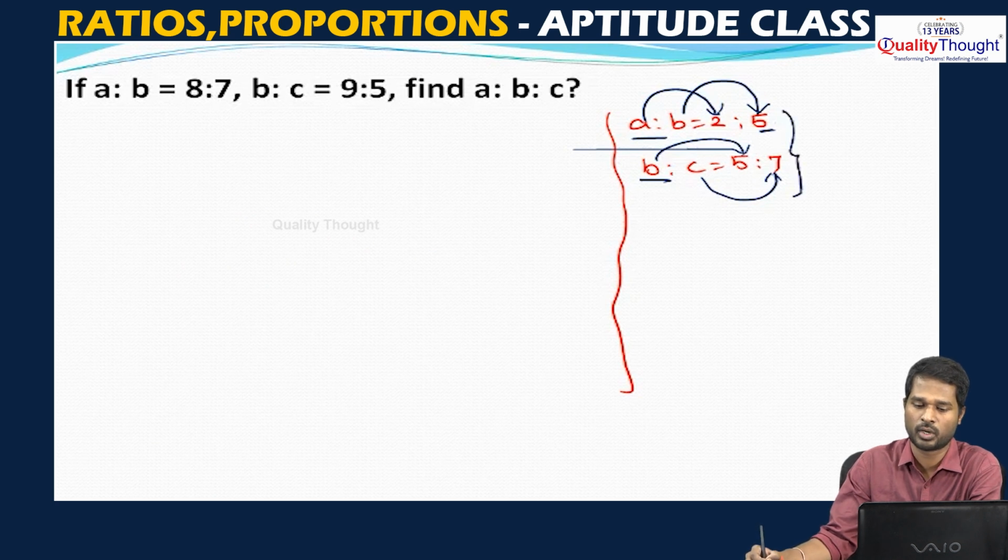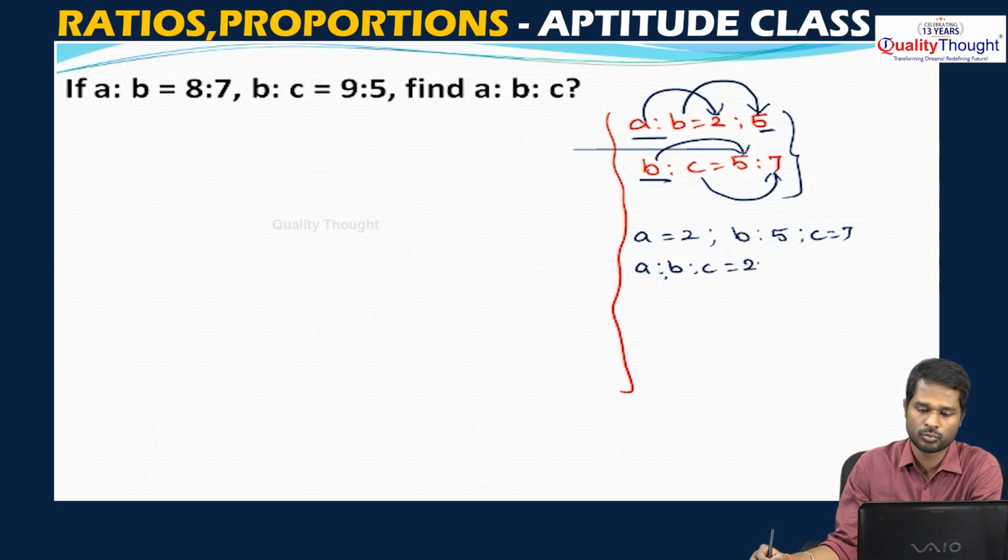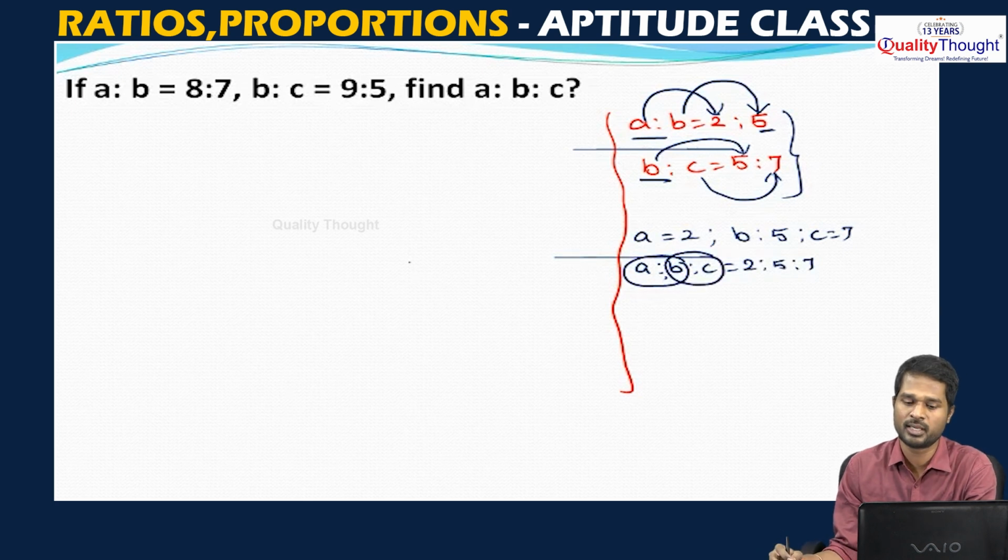From these two we can write A value as 2, B value as 5 and C value as 7. So A is to B is to C is written as 2 is to 5 is to 7. Why here? Because B is the common value. A is to B is one ratio and B is to C is another ratio. B is the common value, which is 5 in both cases.